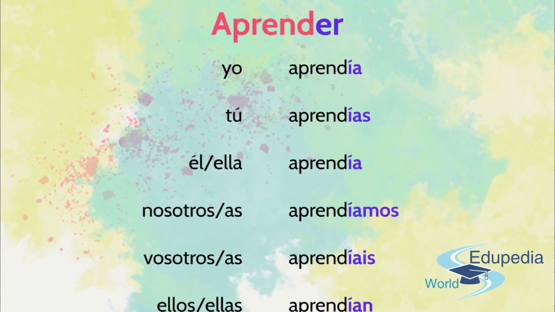Great, so now the ER verbs, such as aprender, to learn, okay? Again, the ending is highlighted in purple. So aprender, to learn. Yo aprendía, tú aprendías, él, ella aprendía, nosotros, nosotras aprendíamos, vosotros, vosotras aprendíais, ellos, ellas aprendían, okay? Again, I used to learn, or I learned. Aprendía, aprendías, aprendía, aprendíamos, aprendíais, aprendían.